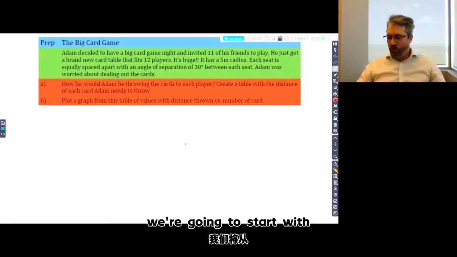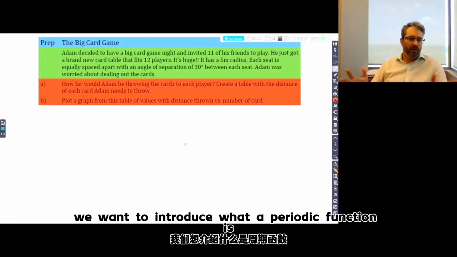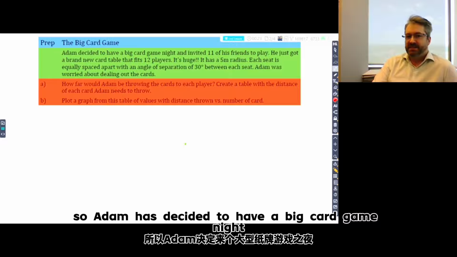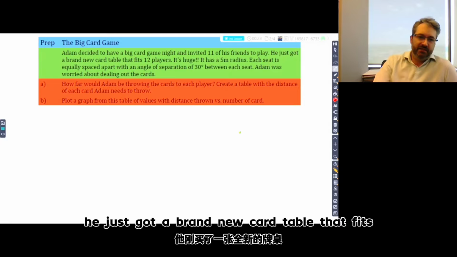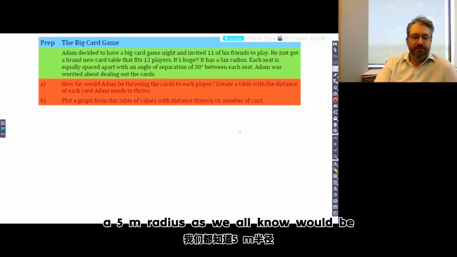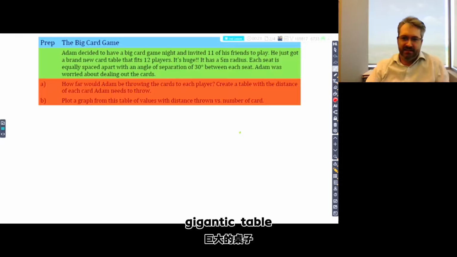We're going to start with a little preparation for the topic. We want to introduce what a periodic function is, and that's why we're going to play the big card game. So Adam has decided to have a big card game night and invited 11 of his friends to play. He just got a brand new card table that fits 12 players. It is huge, gigantic. A 5-meter radius, as we all know, would be a gigantic table.